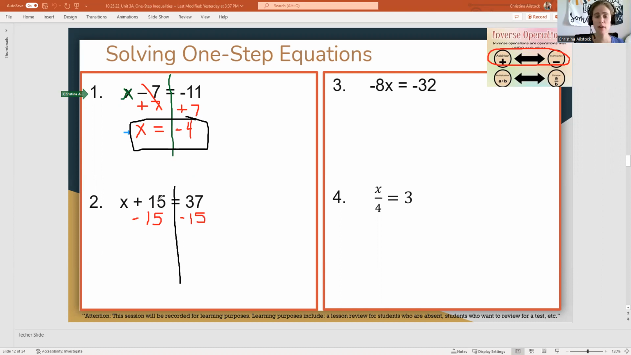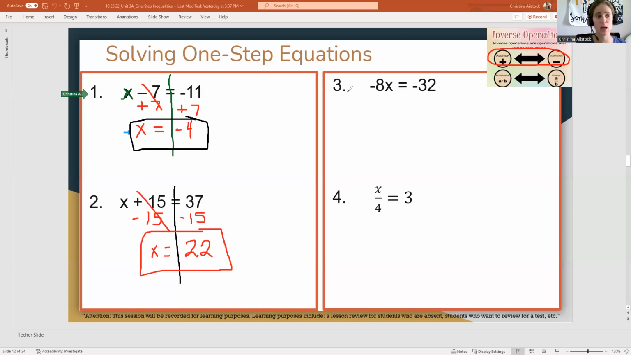So over here, 15 minus 15 is 0. So that goes away and we're just left with our x. Bring down your equal sign. And now we have 37 minus 15, which would be 22. And we're done. We just figured out what x is. X is all alone. And I know that in this example, x is equal to the number 22.